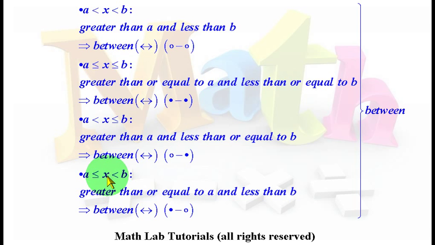And finally, x greater than or equal to a and x less than b. Greater than or equal to a and less than b. So it's certainly a between inequality, but it's left inclusive and right exclusive. Left inclusive because of the equal sign, and right exclusive because there's no equal sign. So these are all between inequalities. I would urge you to go over them, and we'll proceed on to the next slide to solve some simple linear inequalities.